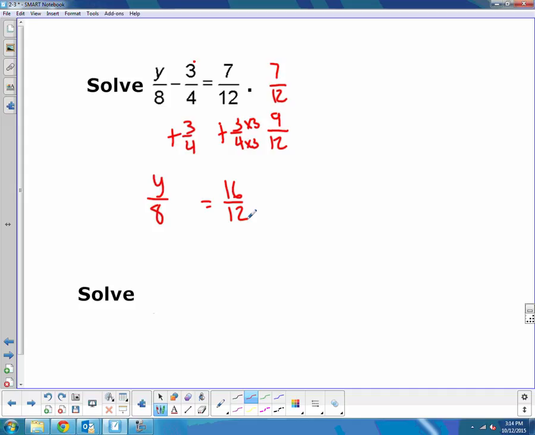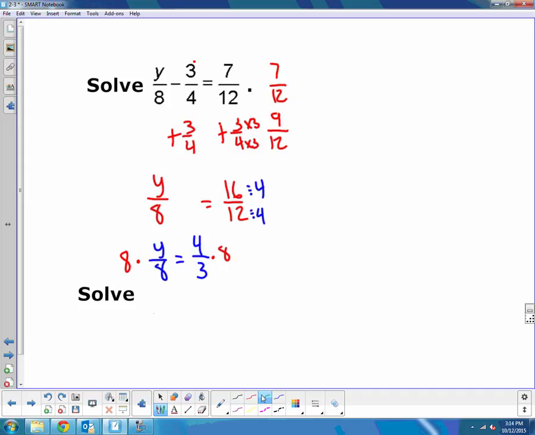Now normally we want to simplify that into a mixed number. I'm going to leave it as an improper fraction. However, I'm going to reduce. Divide both of those by 4 and get that y over 8 equals 4/3. I'm going to leave it as it is for now. And that is y over 8. That's y divided by 8. So I'm going to times 8 to both sides.